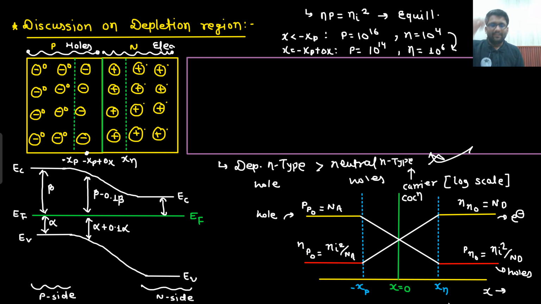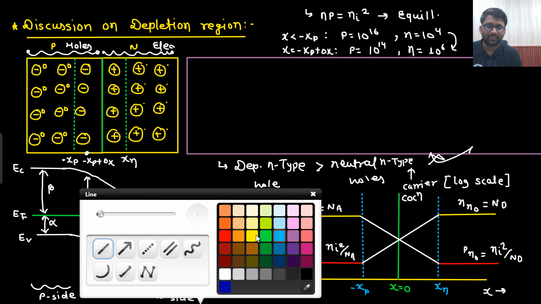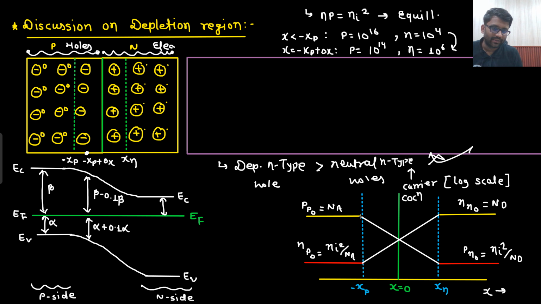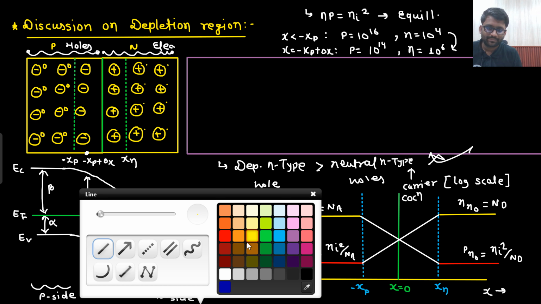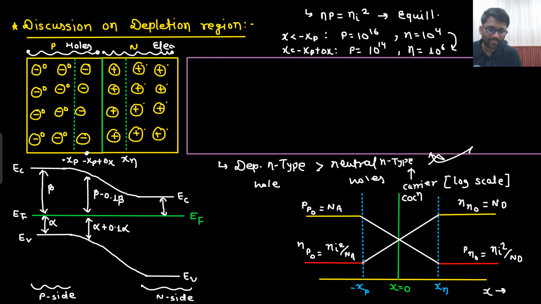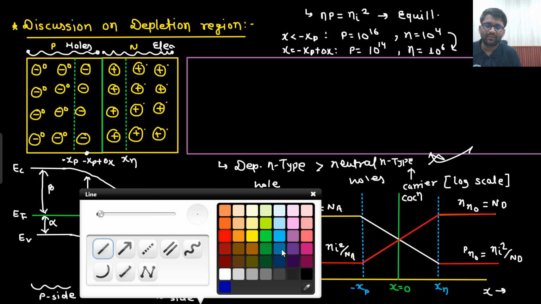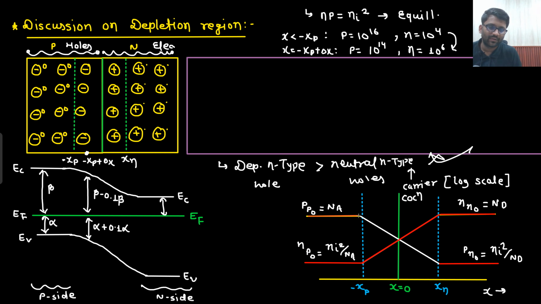What I should have done is use one color of pen for electrons and one color of pen for holes, right? So let's make it a bit better. I will make this diagram a bit better, in this manner. I am using red color for electrons, okay, and this brown color I am using for holes.